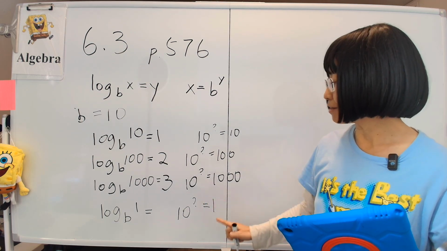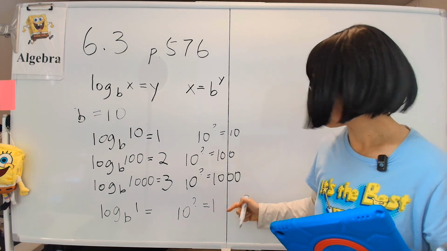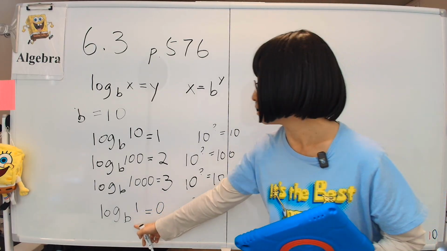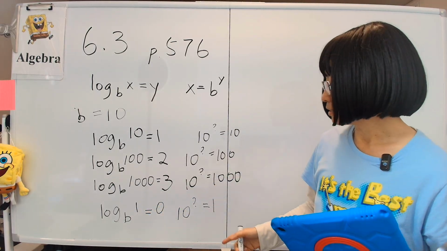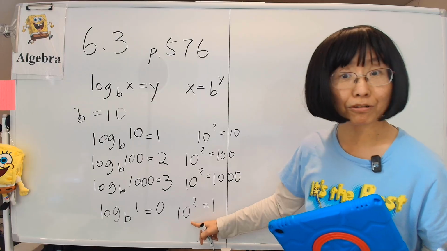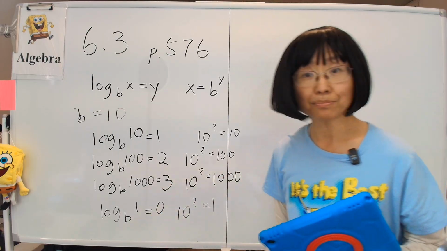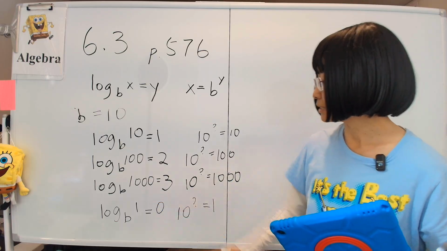There's only one power that everything to that power equals 1, and that would be 0. So log b of 1 equals 0. In fact, that's true for any number b. Not just 10. The log of 1, for any positive base, is always equal to 0.